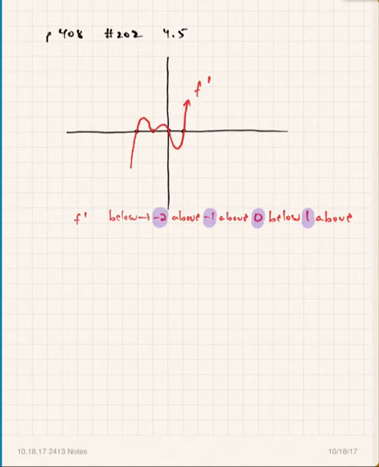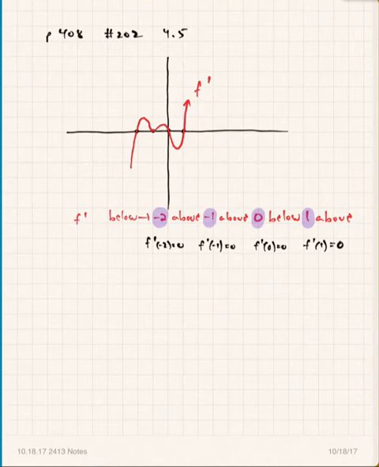And what do you have at -2? You certainly have that f prime at -2 is 0. And f prime at -1 is 0. f prime at 0 is 0. And finally f prime at 1 is 0. Because that's where the graph of f prime is actually crossing the x-axis. So that's all information about f prime.